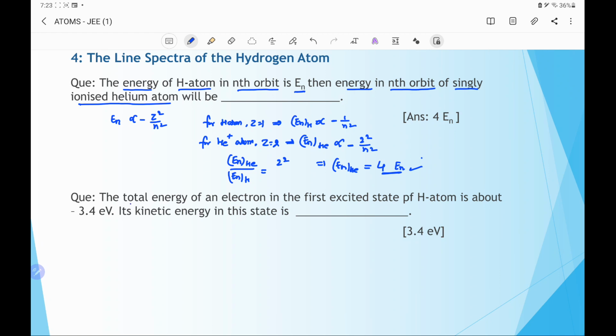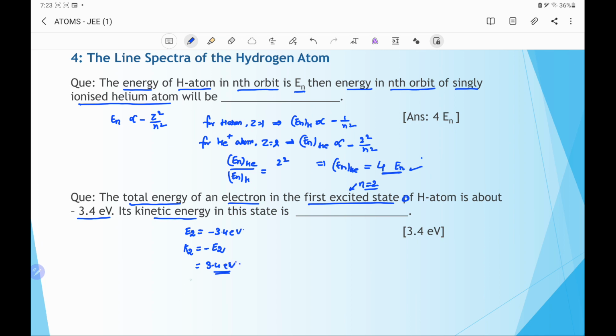Next question is, total energy of electron in first excited state of hydrogen atom is about minus 3.4 electron volt. First excited state refers to n equal to 2. Then the kinetic energy of this state is, so we have given that energy of the second orbit, that is the first excited state of the hydrogen atom, is minus 3.4 electron volt, and we know that kinetic energy is negative of the total energy, so it will be equal to 3.4 electron volt.